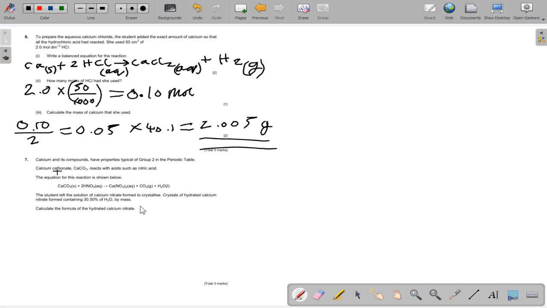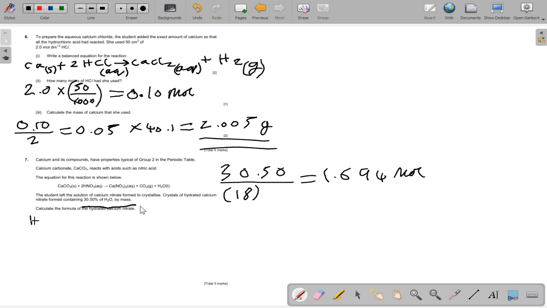For this particular one, calcium and its compounds have properties typical of group 2 in the periodic table. Calcium carbonate reacts with acids and nitric acid, and the equation is CaCO3 plus 2HNO3 equals calcium nitrate, carbon dioxide, and H2O. So if we have 30.5% of H2O by mass, then it's safe to say that we can work out the moles of water first, which is 18 is our molecular mass. So 1 plus 1 plus 16 is 18, so then we get 1.694 moles for that.